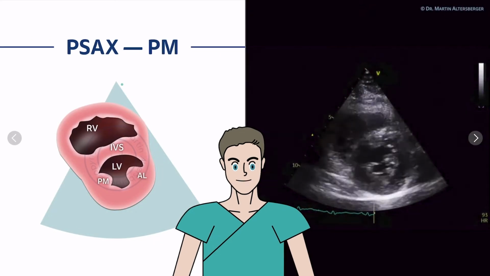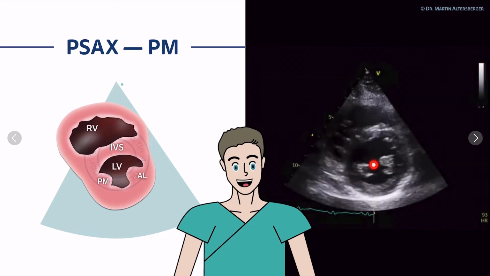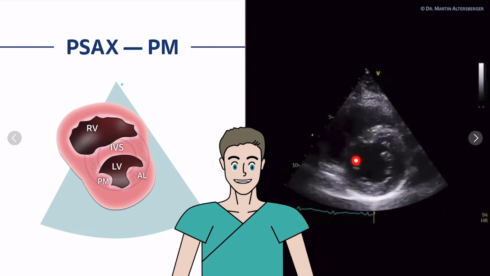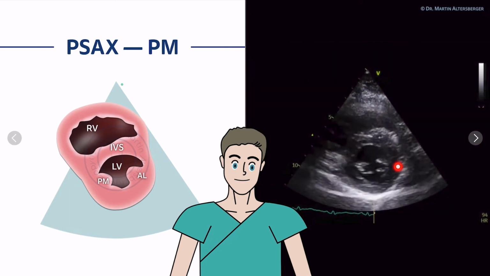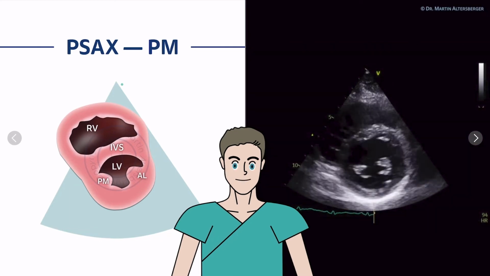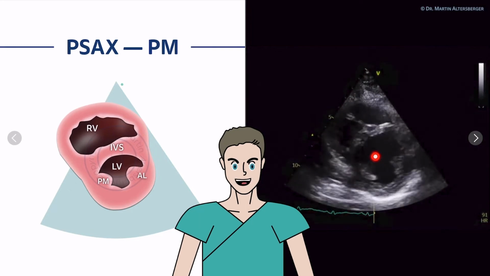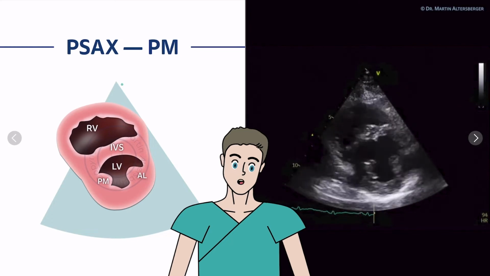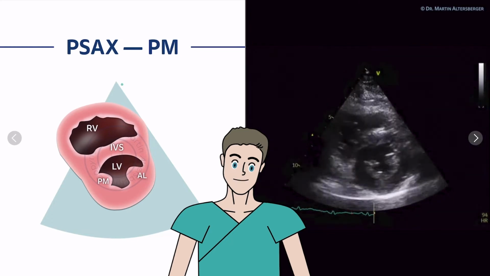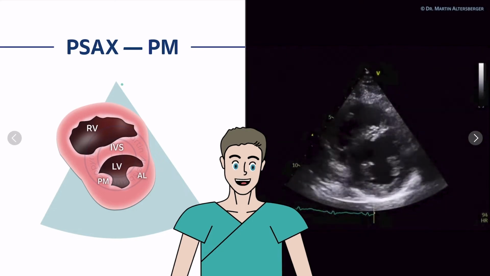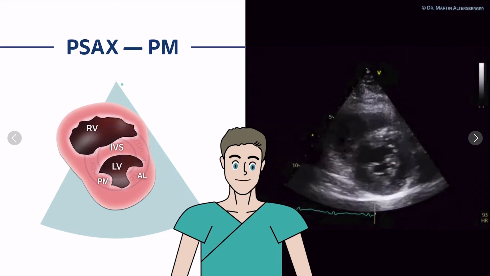Initially you see parts of the mitral valve, and then we arrive at the level of the papillary muscle where you see this nice round left ventricle with normal left ventricular function. To repeat, this is the posteromedial and this is the anterolateral papillary muscle. Also focus on the pericardium over here. Sometimes you can see pericardial effusion.